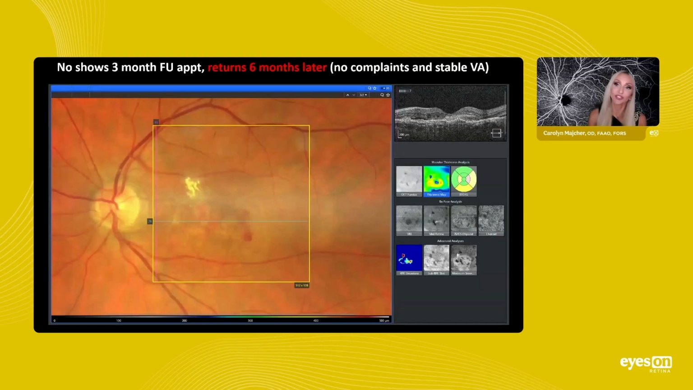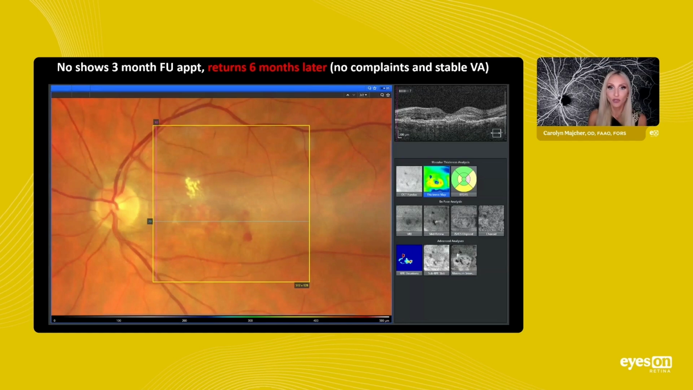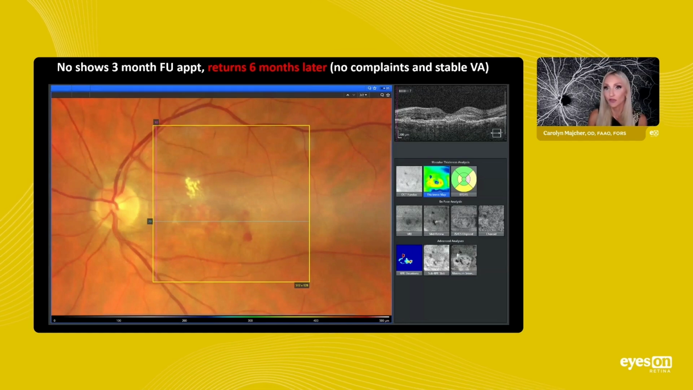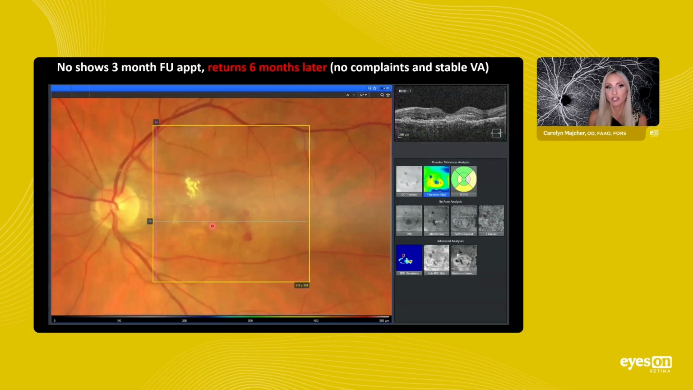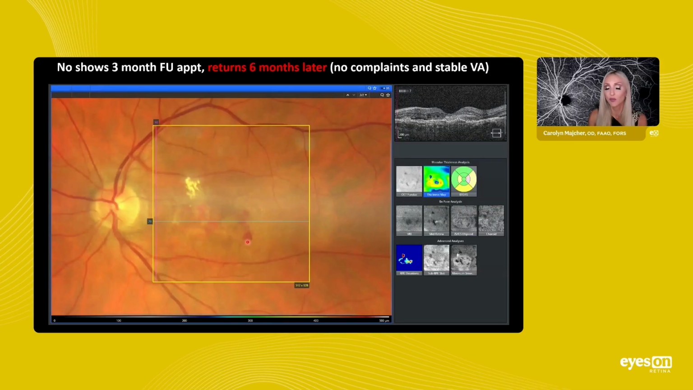However, he actually returned 6 months later, not because he was having any problems. His visual acuity was stable. He wasn't having any metamorphopsia or complaints. But we can see now on his clinical examination here in ZEISS Forum that he has some exudation on his Clarus photography. He also has some subretinal hemorrhage associated with that.